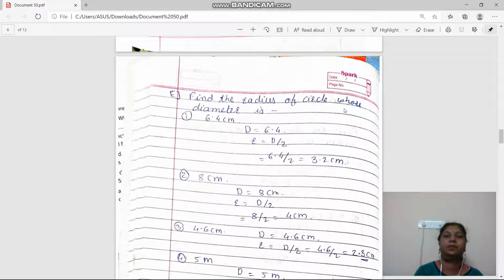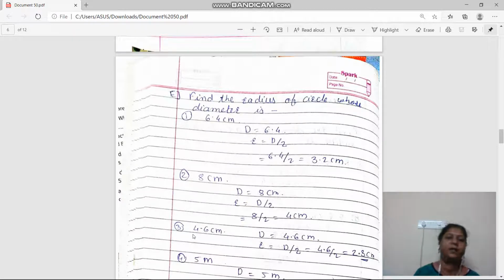Find the radius of a circle whose diameter is given. Now, diameter is given and we have to find the radius. So of course, radius is half of the diameter. Half means we have to divide by 2. So d is equal to 6.4. So r is equal to d upon 2. So 6.4 divided by 2 is equal to 3.2 centimeter. Now next, d is equal to 8 centimeter, right? So r is equal to d upon 2, that is 8 upon 2 is equal to 4 centimeter.